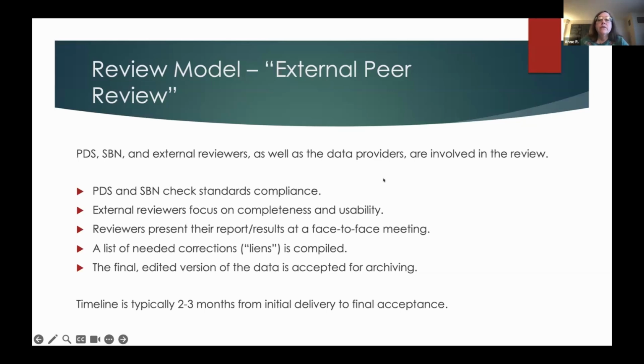Our external reviewers focus on completeness and usability. So they are reading the documentation, making sure that the data files that they expect to be there are there, calibration files are provided, plots for filter curves, that sort of thing.